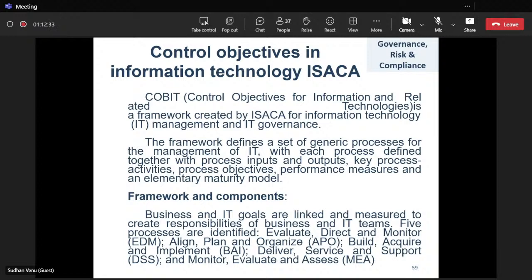The next one is the control objectives for information technology, that is, ISACA. Do you know what is meant by ISACA? Any ideas? First question for this chapter and last question for this session.